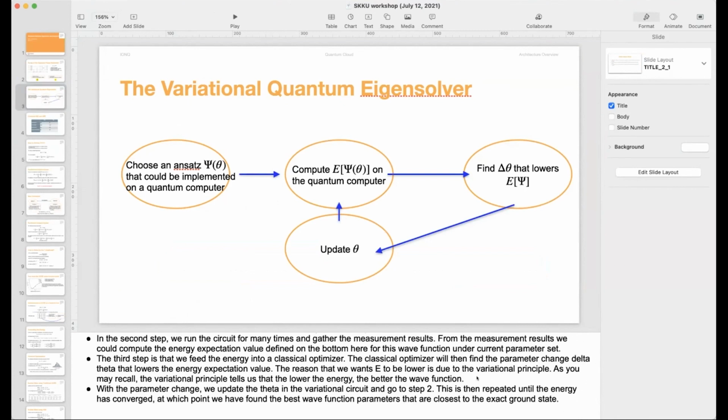With the parameter change, we update the parameter theta in the variational circuits and then go to the second step. This is then repeated until the energy has converged, at which point we have found the best wave function parameters that are closest to the exact ground state.